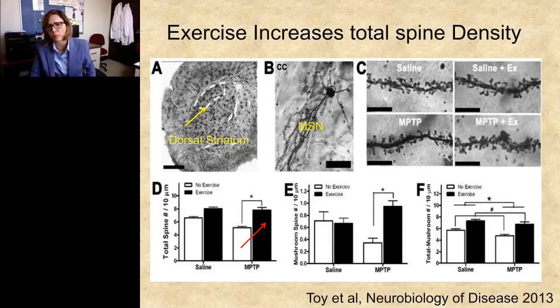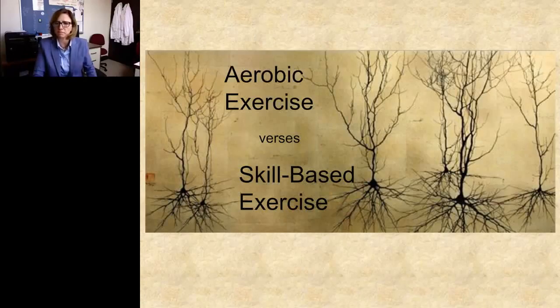This is the area important for the automatic circuitry, and then what we see in figure B is essentially a blow up of the Golgi filled medium spiny neuron, and then in section C, we see the effects of saline and MPTP, and then an increase that you can see with exercise, with increased spine density.